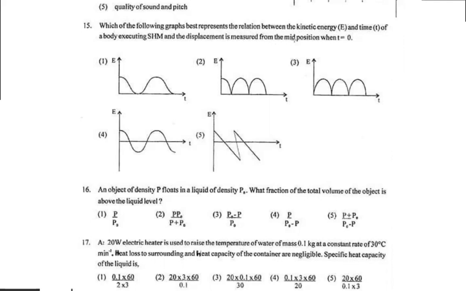The displacement measured from the midpoint when time is equal to 0. So wait, for this the answer was saying this is definitely wrong. Which answers are definitely wrong without even worrying? I can say 4 and 5 are wrong. Why? In these two, kinetic energy is a scalar, so it cannot have negative values.